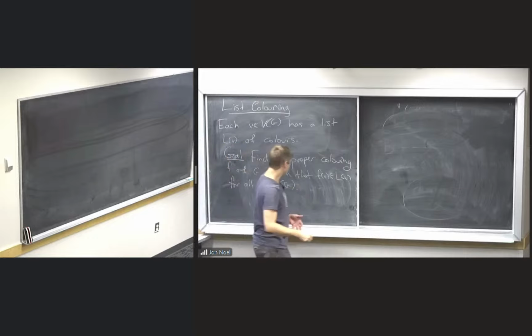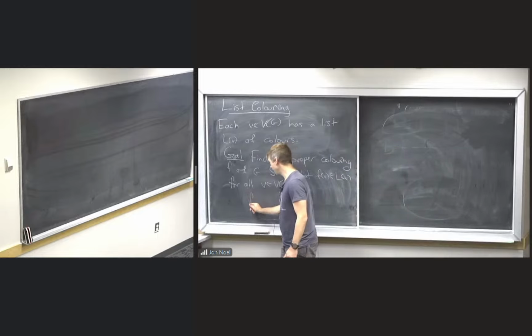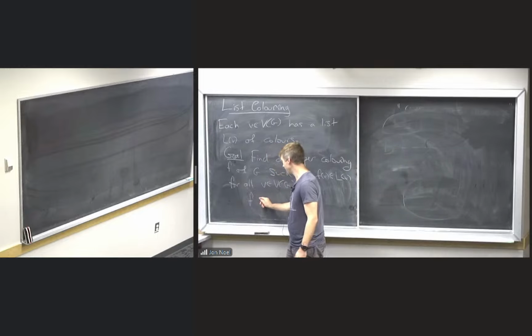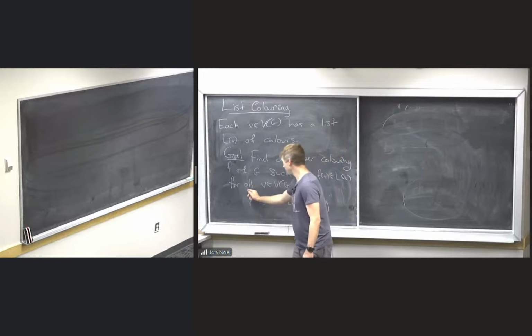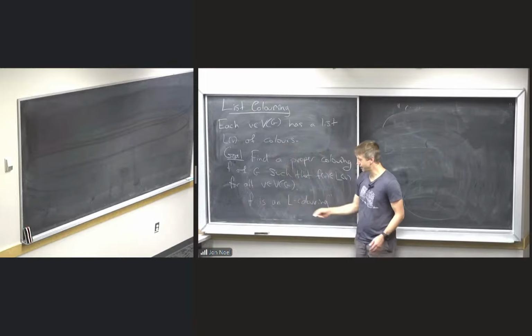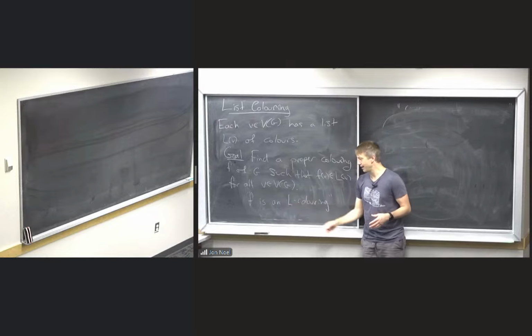Okay, and I'll call this an L-coloring. So we say f is an L-coloring, meaning L is some specific function that maps the vertices to sets of colors, and for this choice of L, f is an L-coloring.